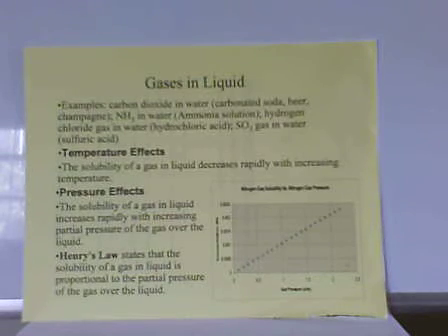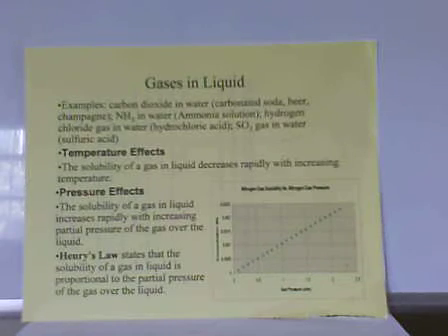Gases can dissolve in liquids. The common example of that is soda water. Soda water is carbon dioxide gas dissolved in water. The solubility of gases decreases with temperature, so warm soda loses its fizz faster than a cold soda. So solubility decreases as temperature increases.